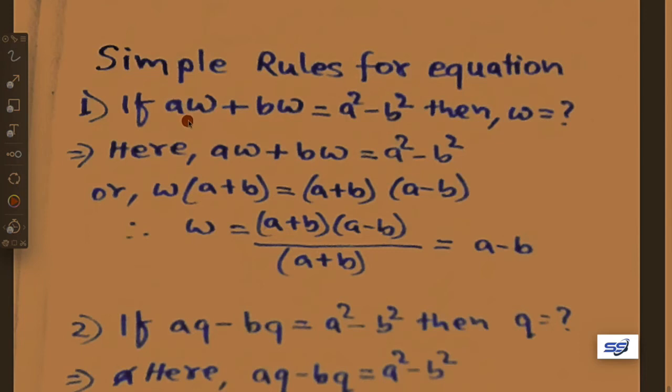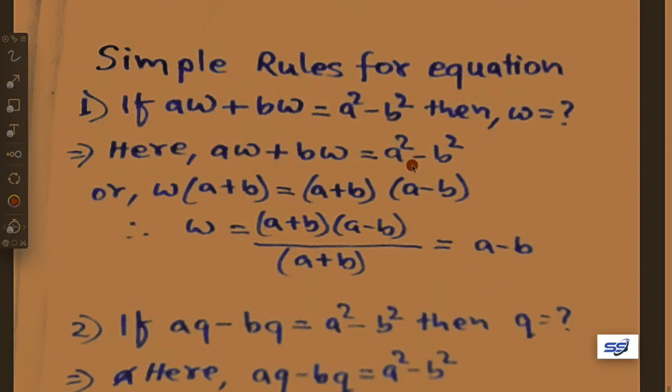If aw plus bw equals a square minus b square, then w equals what? Now this is our equation. From this equation, we should find the value of w. Here aw plus bw equals a square minus b square. w is taken common from both terms. If w is taken common, w comes outside and in the bracket comes the non-common part, that is a plus b, equal.